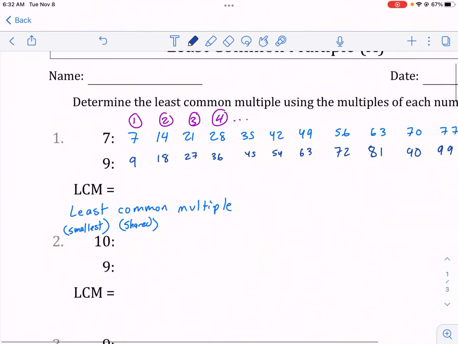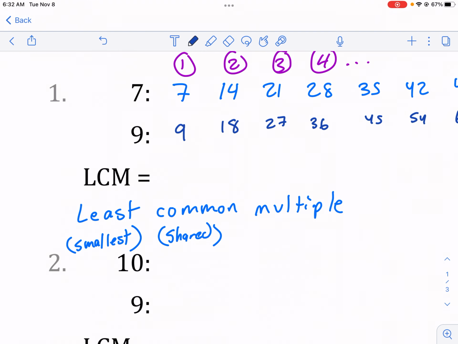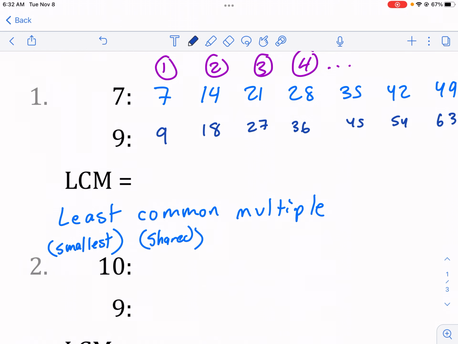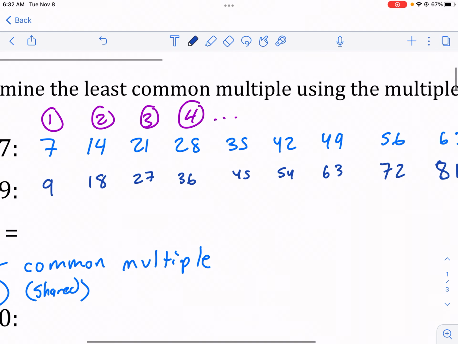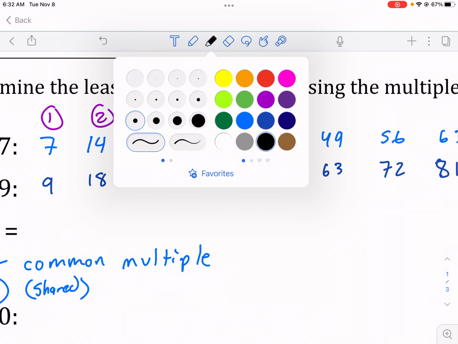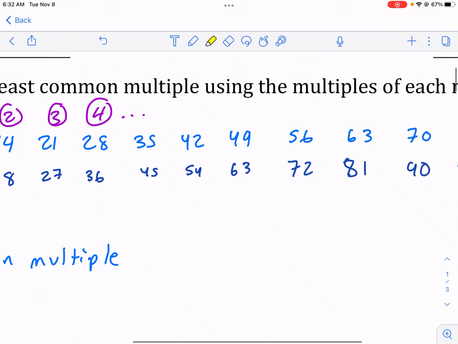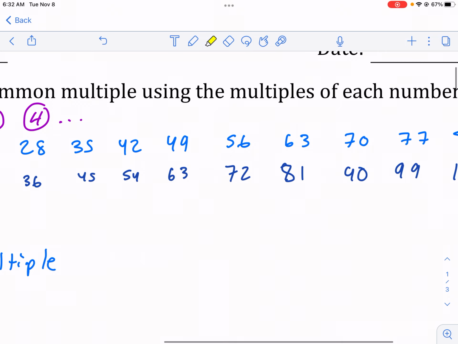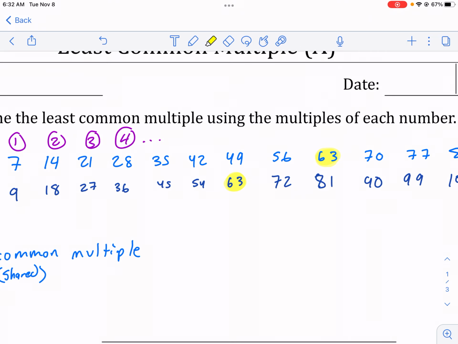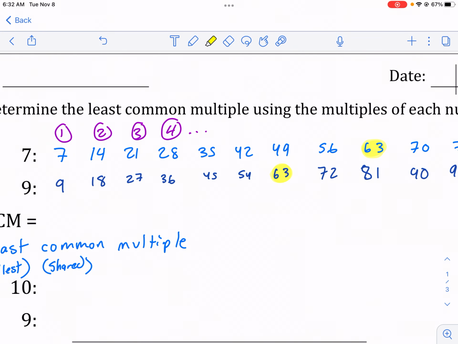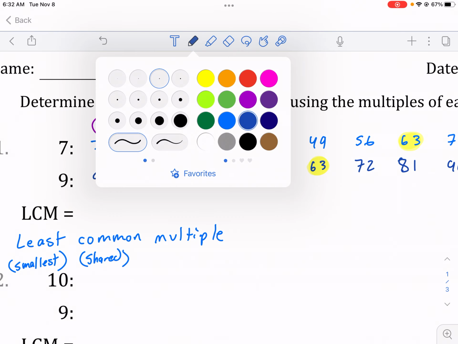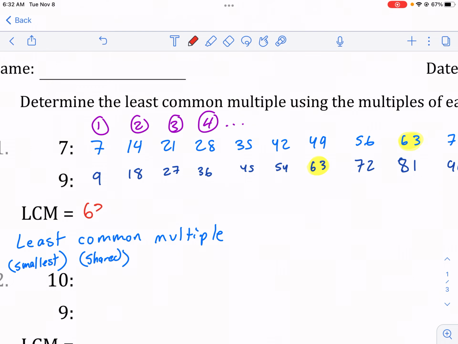Now, what does it mean to have the least common multiple? Again, we're looking for a common multiple, that means shared. And then we're looking for the smallest one that is shared. So what I'm going to do here is go through and highlight any that they share. So I'm looking for any common numbers. And I'm not seeing any. Aha, I see one. Here we have 63. And there we have 63 also for the 9. So 63 is the least common multiple.